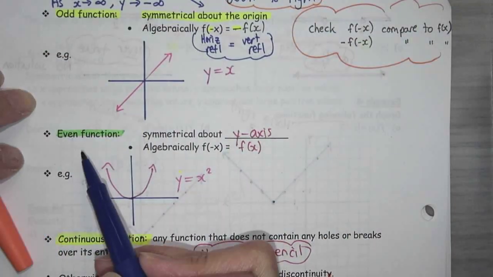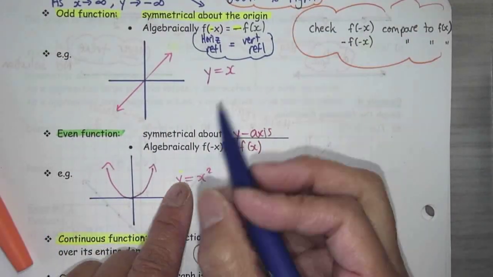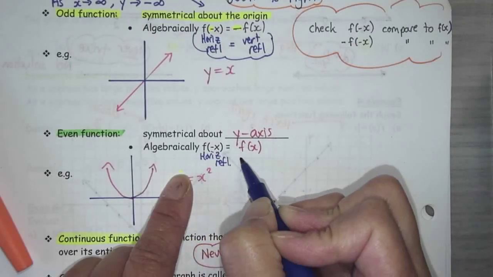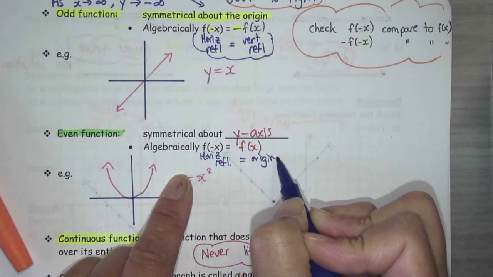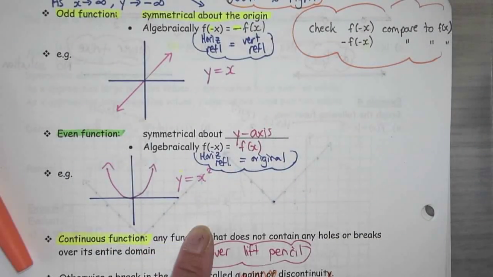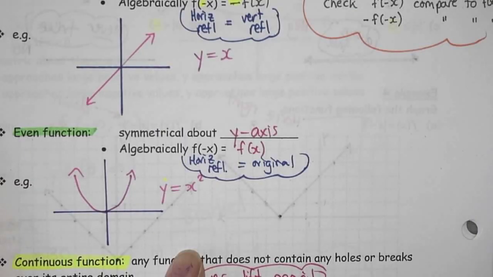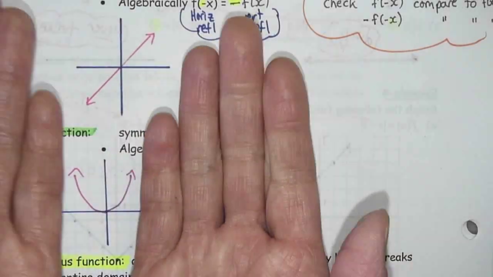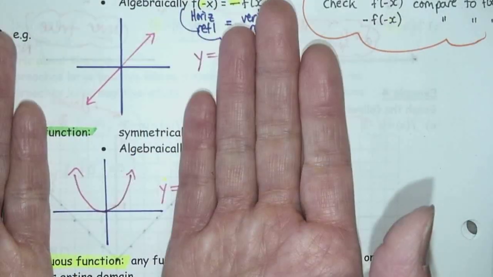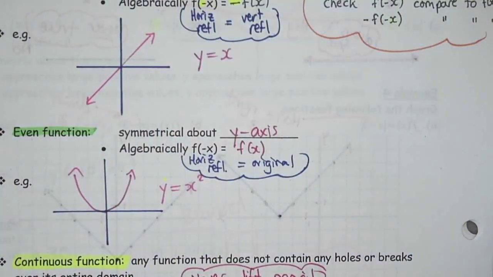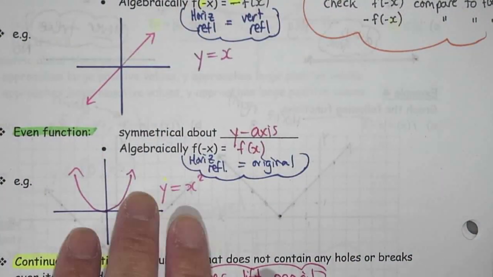And then even function was that if you put a horizontal reflection, it equals the original function. So a horizontal reflection equals the original function. That's what that notation is saying. That means it's symmetrical about the y-axis, which means, look, it's just a straight flip. It's the same thing on both sides. So flip, flip, flip over. It's exactly symmetrical about the y-axis. That's an even function.